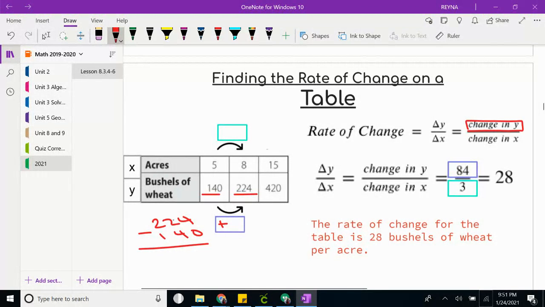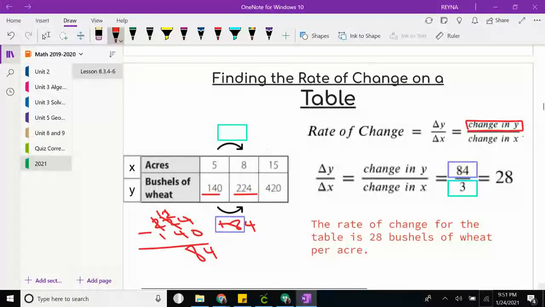Okay, let's check. We have to borrow. Oh wait, no, we don't have to borrow there. So straight down. We have to borrow here. And then we get 84. So that means this increased by 84.